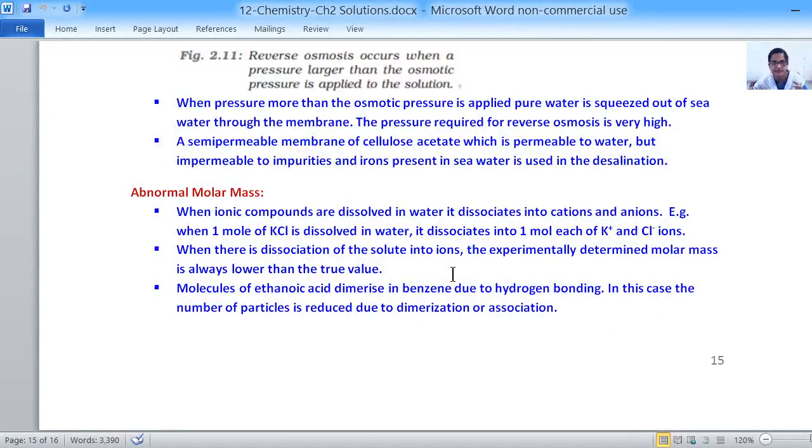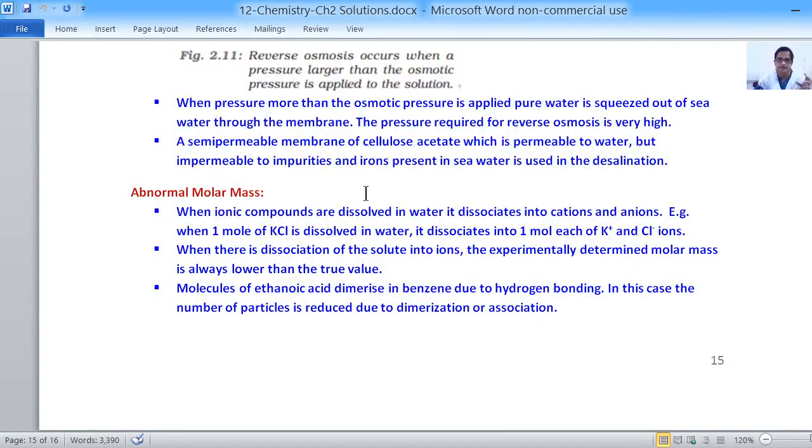How will 2 molecules of acetic acid join together? Through hydrogen bonding. In this case, the number of molecules or particles is reduced. Initially two molecules were there, they joined together and became one molecule. So in this case of dimerization, the number of particles is reduced, and this process is known as association.